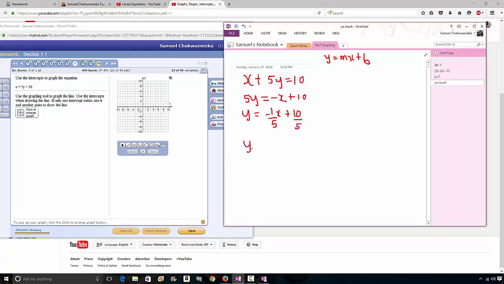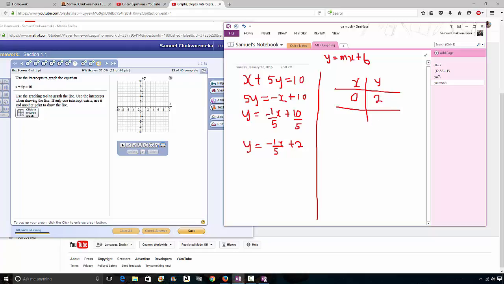So my y will be negative 1 over 5 times x plus 2. Okay? I now draw my table. I only need 2 values, only x, y, only 2 values. Easily, I can say when x is 0, y will be 2.